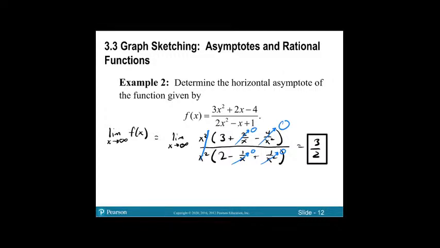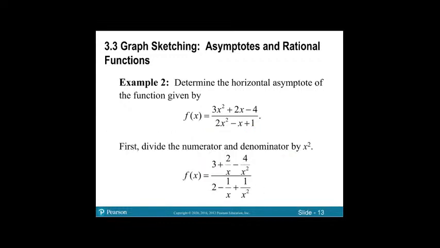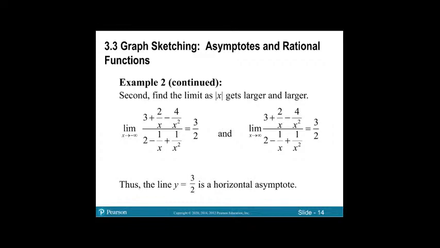Okay. Let's see what's happening. So first divide the numerator and the denominator by x squared, right? So we basically factored out the x squared. Find the limit as the absolute value of x gets larger and larger. So notice, in either case, we got this. So therefore the line y equals 3 halves is going to be the horizontal asymptote. Let's try another one.